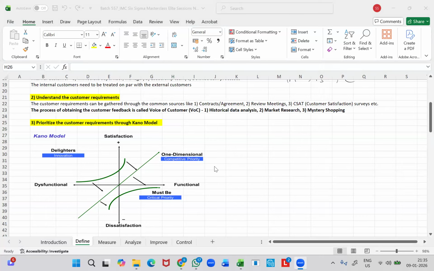Clear? And another important thing to be noted here is, without even fulfilling the must-be and the one-dimensional needs, please do not even try to provide delighter needs to your customer. That will not delight the customer, right? You can take it from me. That is not going to delight the customer.